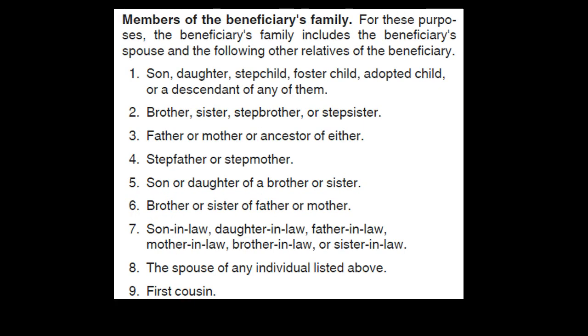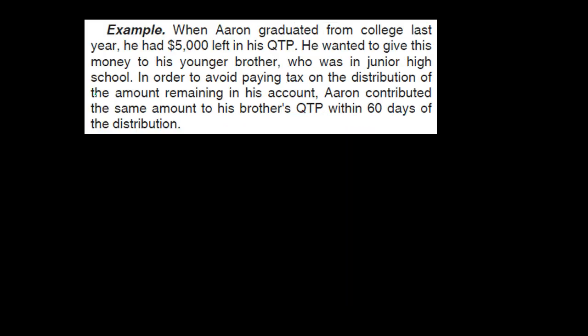Members of the beneficiary's family. For these purposes, the beneficiary's family includes the beneficiary's spouse and the following other relatives of the beneficiary. I won't go through all of these. Just note that as you consider the beneficiary's family, when you consider different parts of the code, the members of the family could possibly differ. So you want to make sure that you consider it with regard to the benefit that you're thinking of, in this case the rollovers related to the QTP plans.